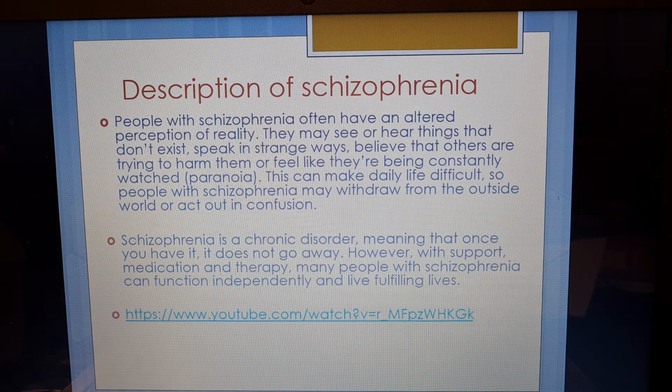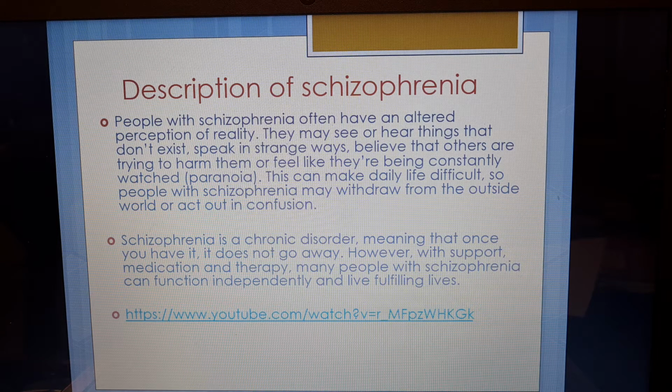A little bit about the disorder itself. People with schizophrenia have something called an altered perception of reality. In other words, they may see and hear things that don't actually exist. They may speak in strange ways. They may believe that other people are trying to get them or harm them. And they often feel a constant notion of paranoia. In other words, they feel that people are constantly watching them all the time. And this can make it very difficult for them to function in their day-to-day lives if this paranoia is following them around everywhere they go.